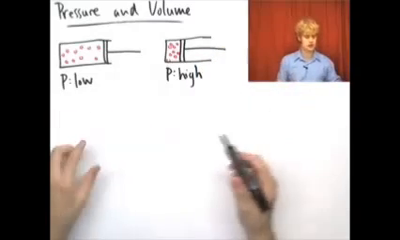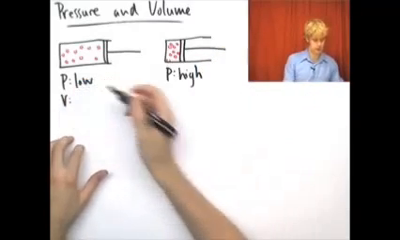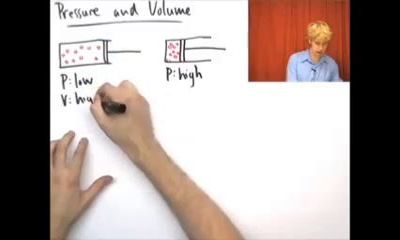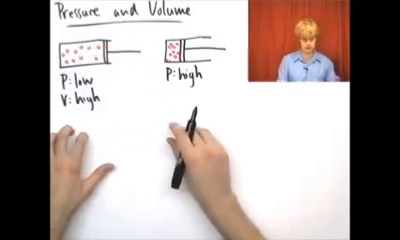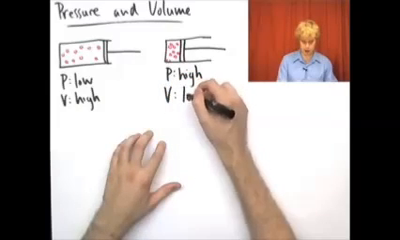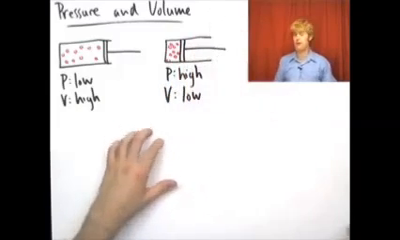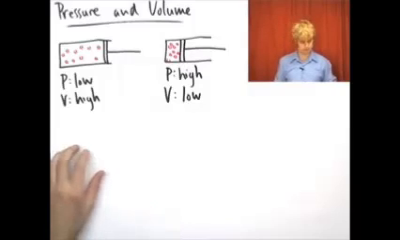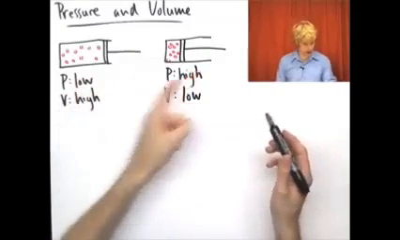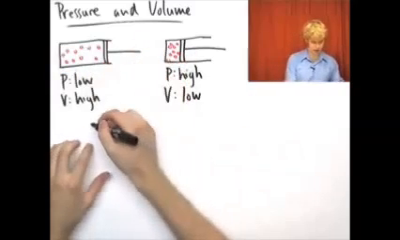Let's look at what happens to the volume during this change. Volume right here, relatively speaking, is pretty high. These gas particles have a good amount of room to move around in. On the other hand, the volume over here is pretty low. We've squeezed them into a much smaller space. So as pressure goes up from low to high, volume goes down.